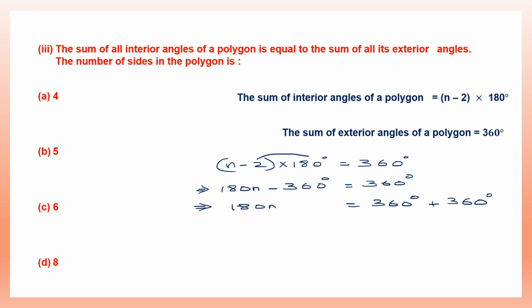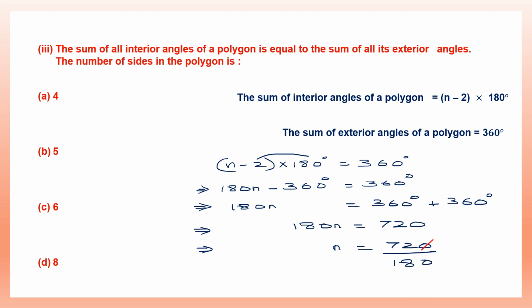How did we get that? We transpose this from the left hand side to the right hand side. It becomes addition. So 180n is equal to 360 plus 360, which is 720. So now we can find the value of n by saying 720 divided by 180.